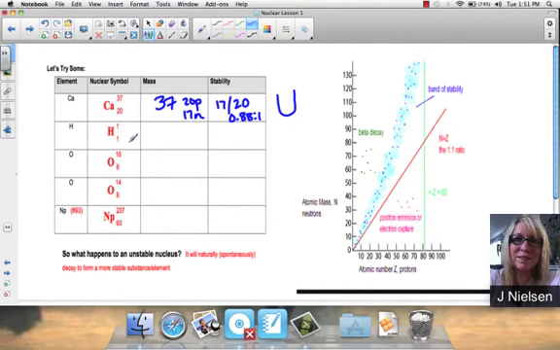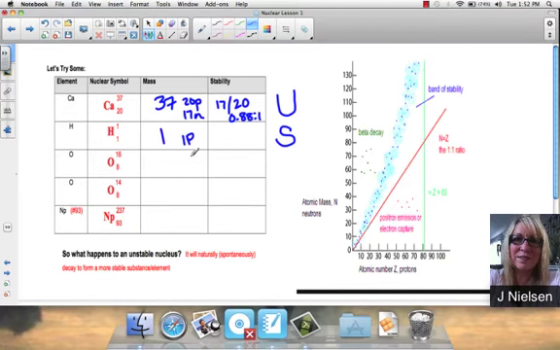Okay, let's look at hydrogen. What do we know about hydrogen? Well, hydrogen has 1 proton, and its atomic mass is 1. And it has no neutrons. So hydrogen is basically the exception to the rule. Hydrogen is going to be stable. Its mass is 1, and it has 1 proton, and it has no neutrons.